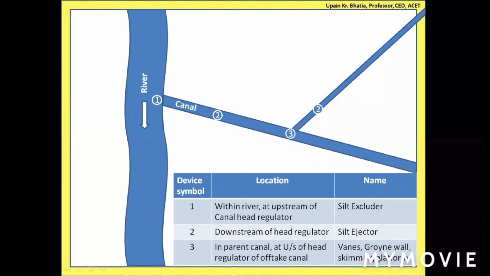So we have this category which can be provided at the point where the water is to be diverted from canal to canal. Okay, so like we are providing silt excluder at this point in the river, analogously when the water is to be diverted from canal to canal, instead of silt excluder, we can provide any one of these devices. Okay.